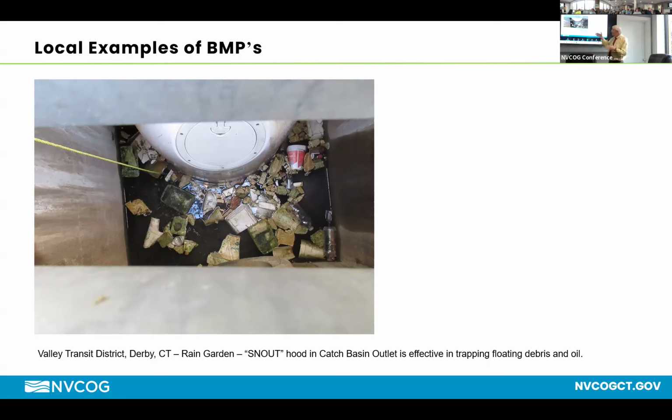It's shoehorned into an existing thing that instead of being a raised landscape island that you have to mow every week, it's something you only have to clean a couple times a year. So it actually can be a low maintenance BMP that's also a low maintenance landscape area in an industrial setting. Next slide, please.